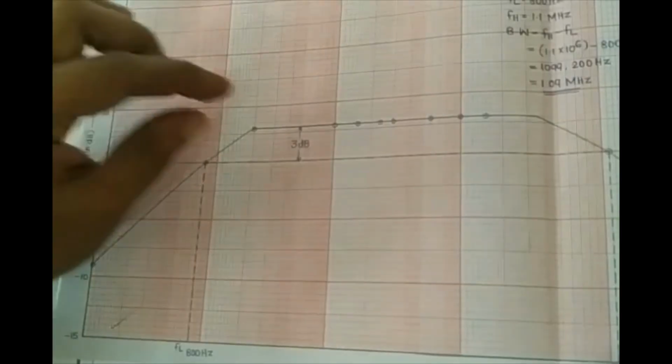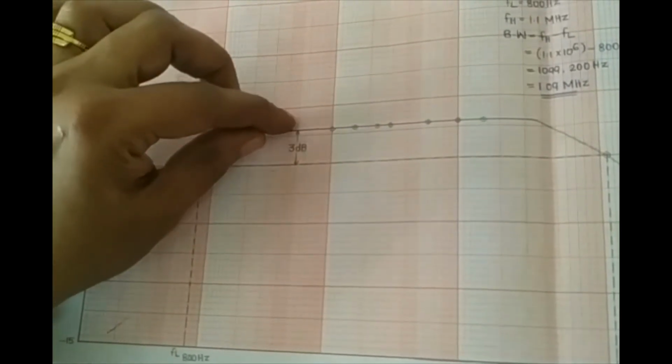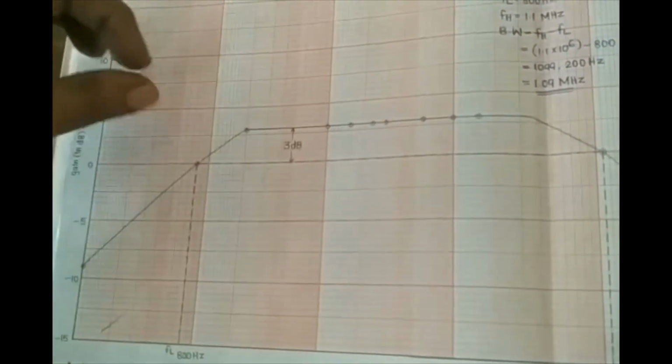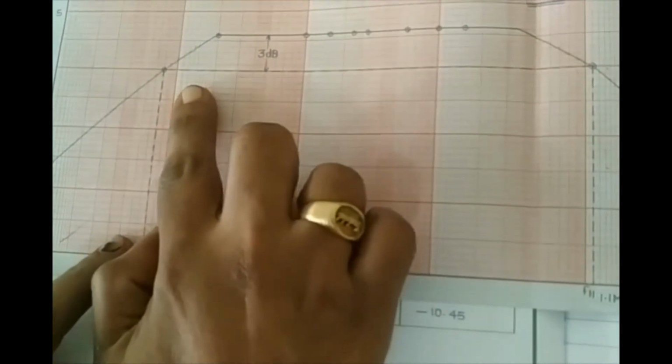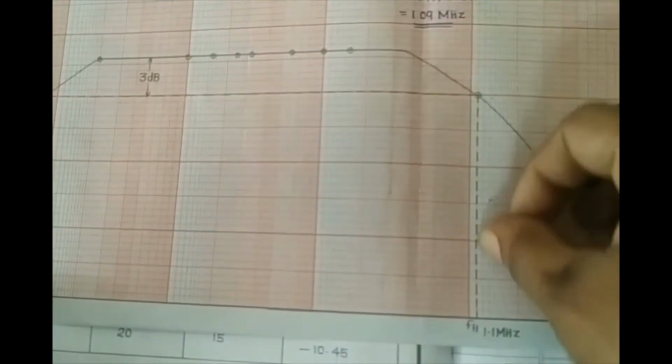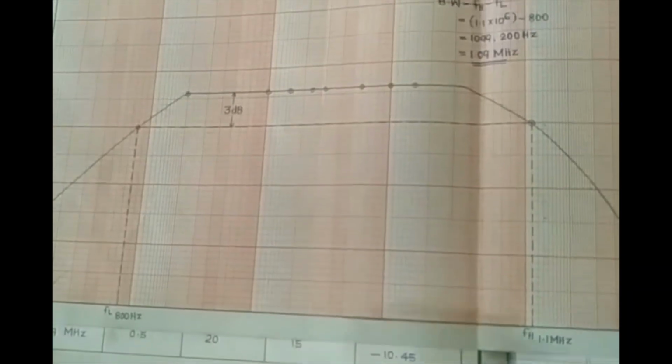For bandwidth calculation, we need to take 3 dB down, or minus 3 dB, from the maximum value. We get a lower cutoff frequency FL and another point FH, the upper cutoff frequency. From this FL and FH, the bandwidth is equal to FH minus FL.